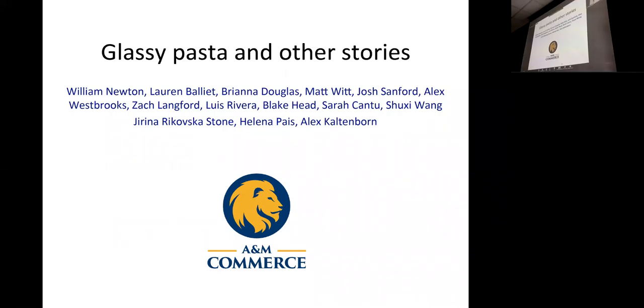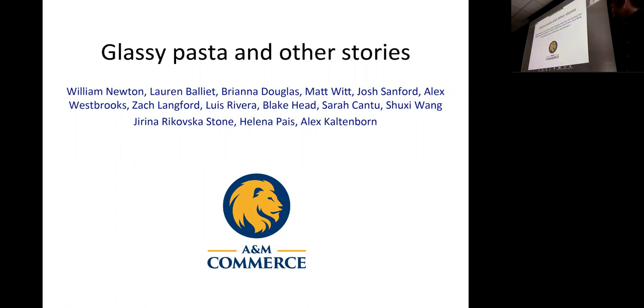Okay, so I'm going to talk about glassy pasta. If you find glass in your pasta, return it immediately. But in neutron stars, I'm going to argue we have reason to suspect that pasta is in an amorphous state, analogous to a glassy state.